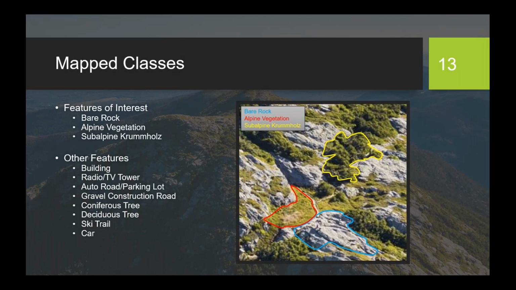Next slide. So in addition to the three classes I was interested in, they're not the only features on the mountain. Buildings, TV towers, gravel construction road going after the house, parking lot, the auto road, non-alpine trees, ski trails, and any cars in the parking lot going to the auto road. But to make my life easier in the analysis, anything that was not my three features of interest, I put in a category called other. And so I didn't try to delineate buildings from TV towers, ski trails from cars, everything broke into a class called other, so I can focus on the rock and the vegetation components. Next slide.